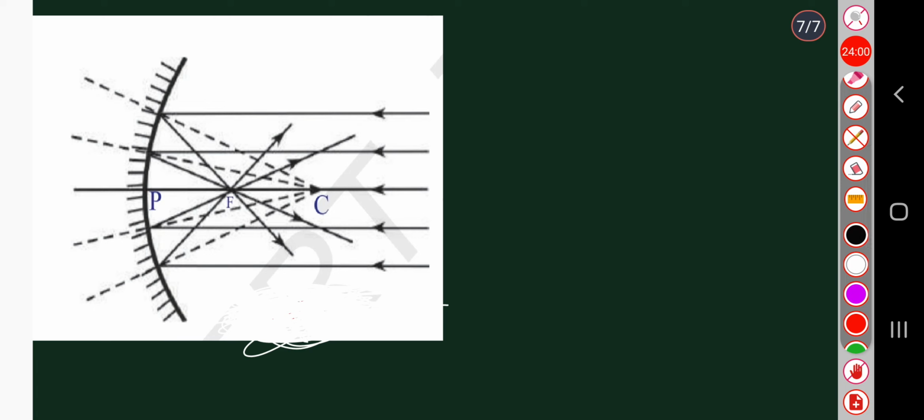Now look at here, all light rays are parallel to the principal axis. After reflecting, they are passing through a common point. You can see the pink color is a common point. If you hold a paper at the pink point, what happens? The paper will be burnt. All these incident rays are meeting at this particular point. That point is called focus. This is the way to find the focus of a concave mirror experimentally.